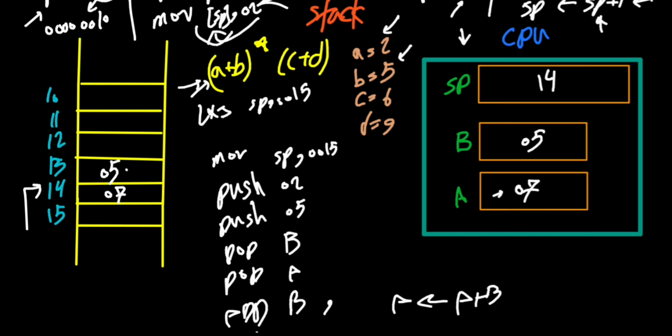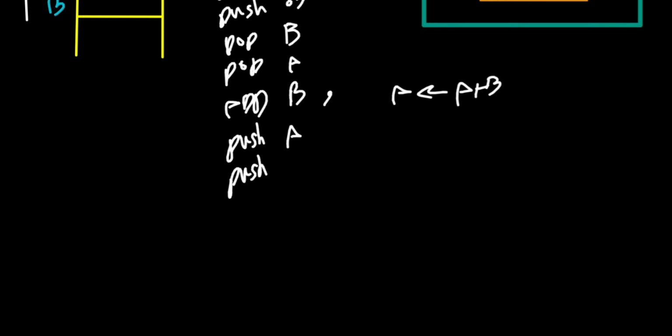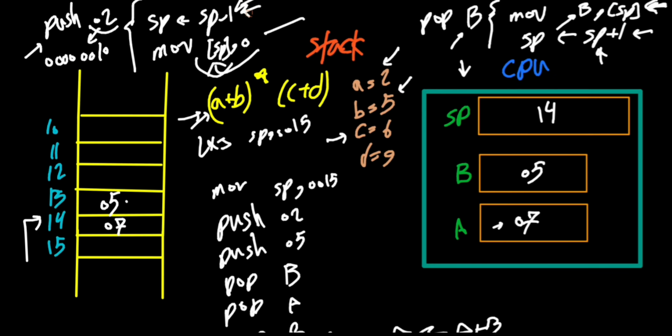Then we want to move the C and D variable. So I say push 06, the same operations. First, SP should be decremented by 1. 14 would be 13. So our top of the stack is now 13 memory cell. And then move the argument to whatever SP is pointing to. The argument is 06. So 05 would be overwritten with the new value of 06.